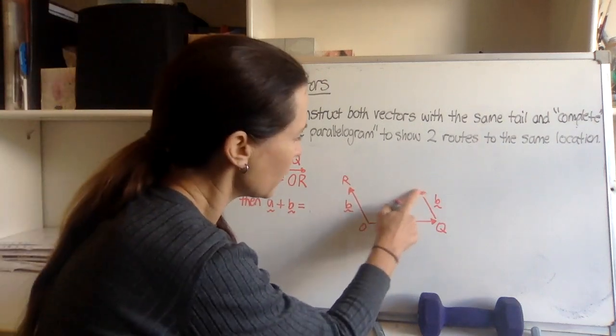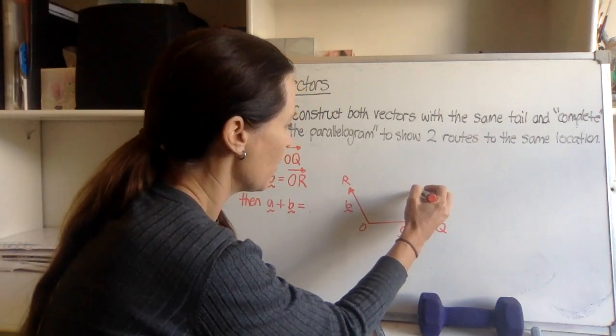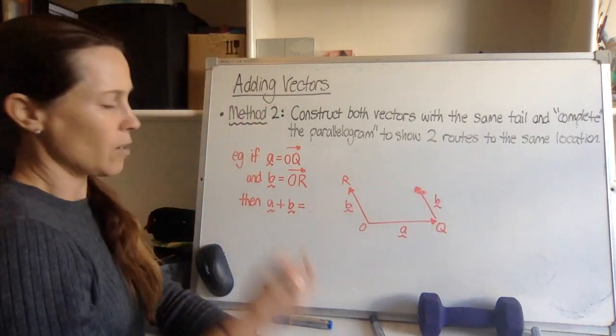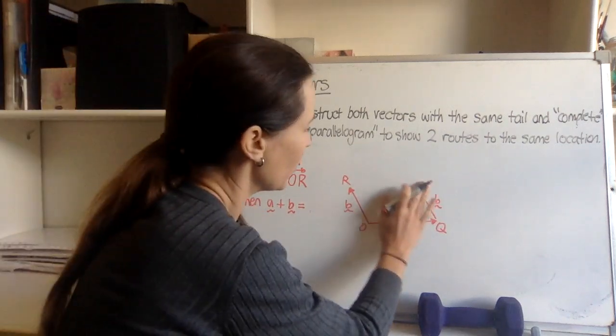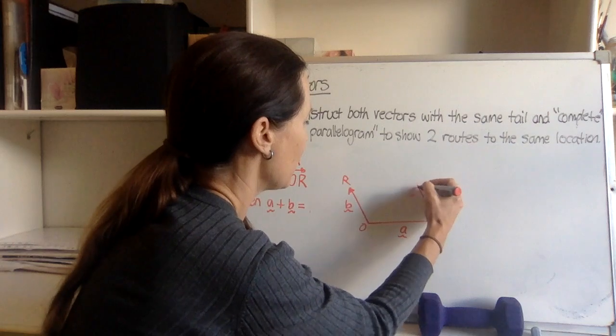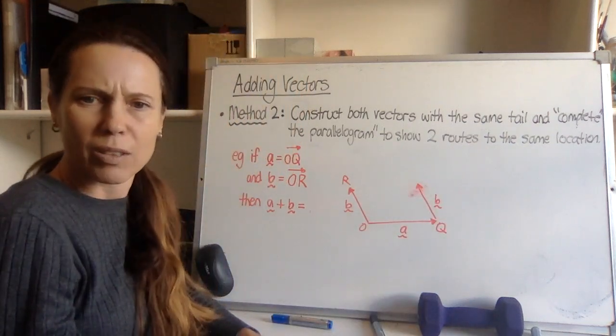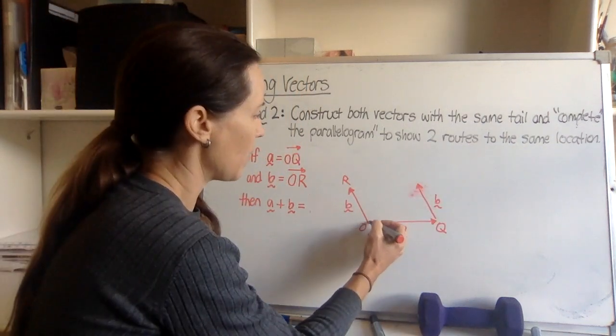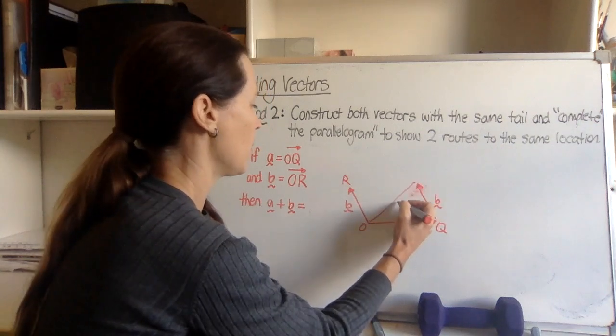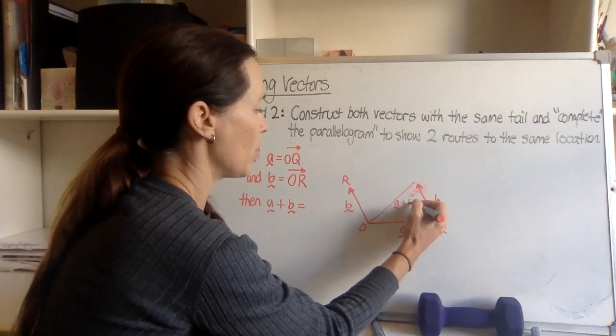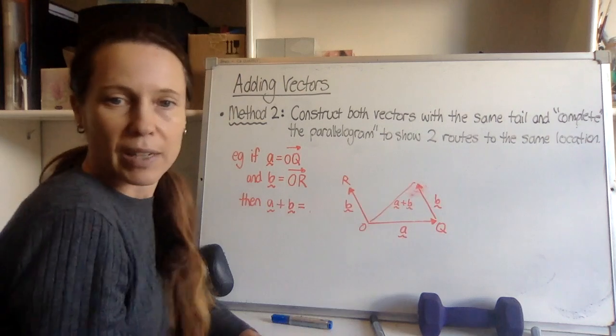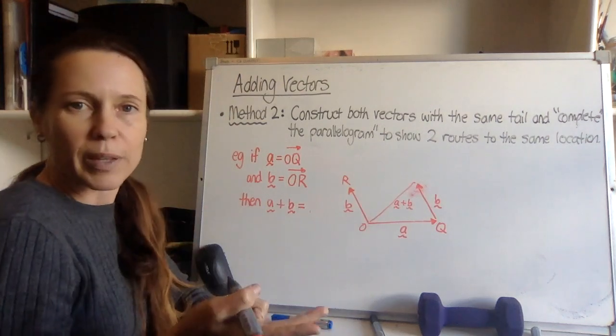Oh, mine don't look very equal. Sorry about that. Needs to be a little bit longer. And we're going to end up, oh, it still doesn't look very good. How's that? That looks a little bit better. And we're going to end up here at another point, which we can say is the result of vector A plus vector B. But when we're adding two things, the order doesn't matter.